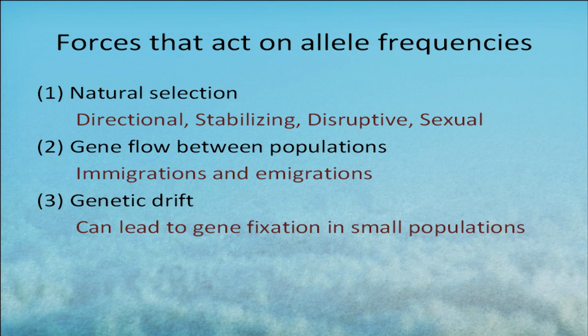One of those is called gene flow between populations. This is simply immigration and emigration. In other words, individuals migrating between populations. Another one is called genetic drift. Genetic drift is going to be the one we'll spend most of our time on in this lecture because it has severe consequences for small populations.